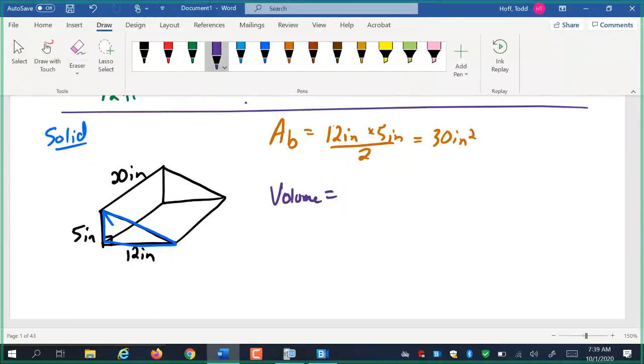So then volume, once again, is just the area of that base, that 30 square inches, times the height. Now the height, again, remember, is the distance from where the base started to where it stopped. So this is the height, that 20 inches. 30 times 20 is 600. Inches squared times inches is inches cubed. So 600 cubic inches is our volume.